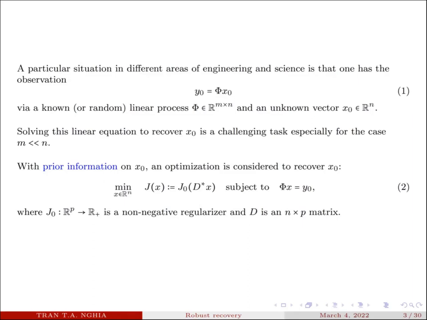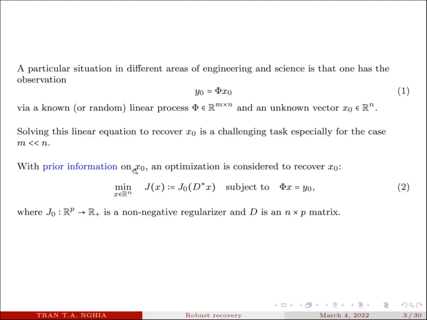The problem seems very simple, but indeed it is a big challenge because the dimension is very different. The size of the observation M is much smaller than the dimension of our signal. But if we know some information about X naught, it is possible to recover X naught exactly. Now remember, in our linear equation it is possible we have infinitely many solutions, but we really want to get back only the X naught we need.